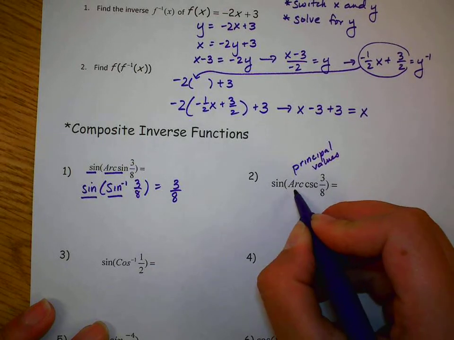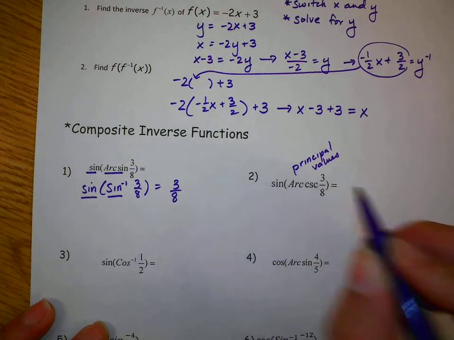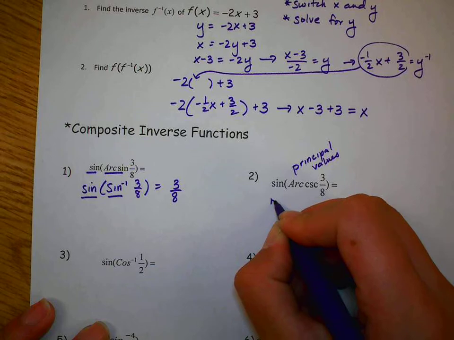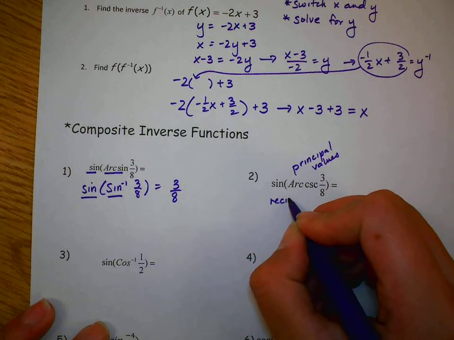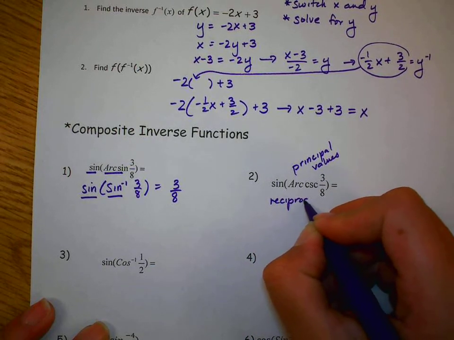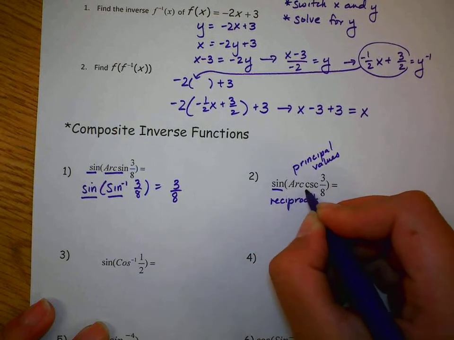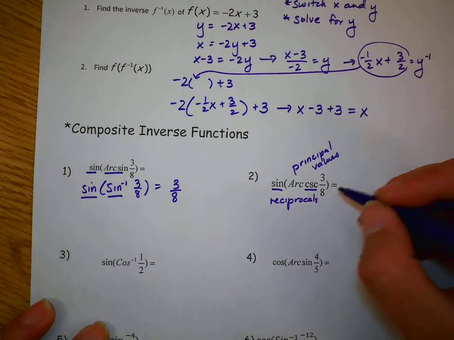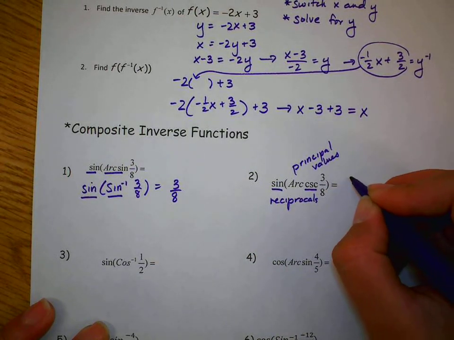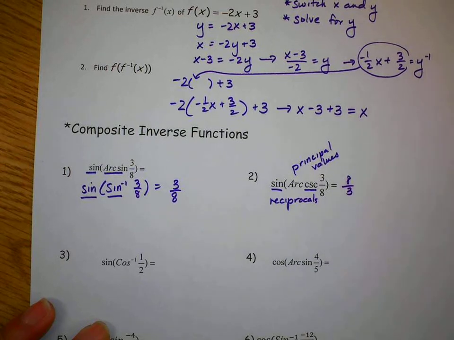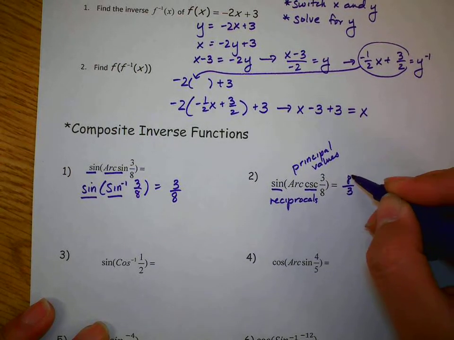What do we know about cosecant and sine? They're reciprocals of each other. Okay? Reciprocals. So if you have reciprocals of each other, the answer is going to be the reciprocal of the fraction. Okay, so it's 3/8. My answer is going to be 8/3.